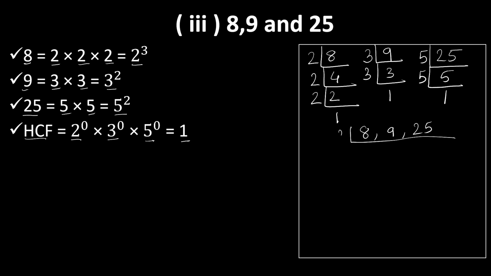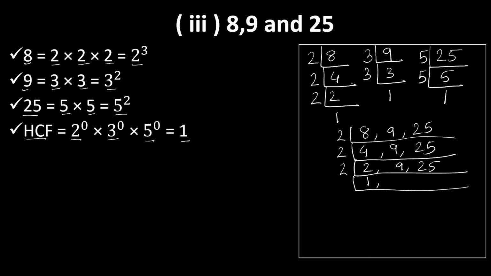So if we try dividing it with 2, we are going to get 4, over here 9 and over here 25. Again, on division with 2, we will get 2 here, 9 here and 25 here. Again, on dividing it with 2, we are going to get 1 here, 9 here and 25. Now, we will be dividing it with 3. So, we are going to get 1 here, 3 here and 25 here. Again, on division with 3, we are going to get 1 here and 25 here.